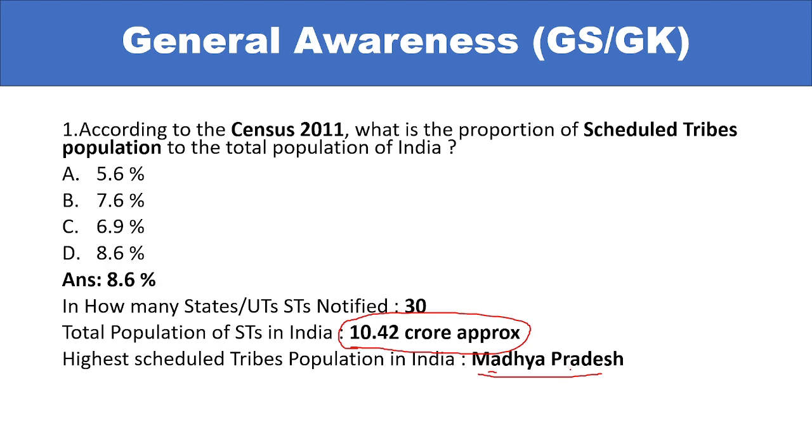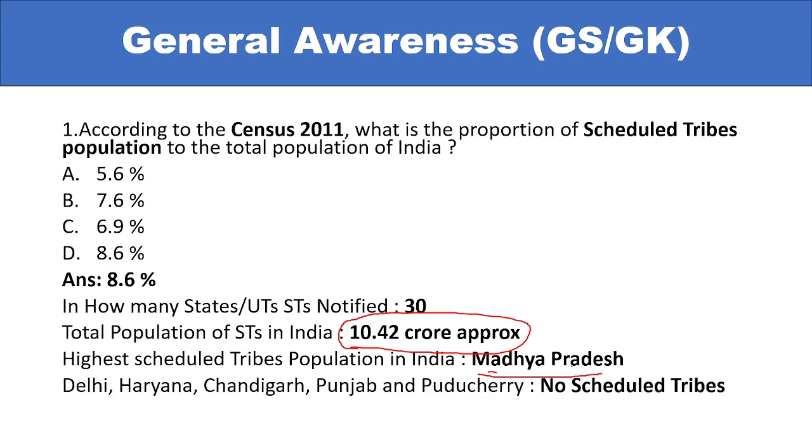In which state we can see no population of STs as per the census 2011? It is Delhi, Haryana, Chandigarh, Punjab, and Puducherry. How to remember: except Puducherry, they all are close to Delhi. So in those states, you can see no scheduled tribes as per the census 2011.